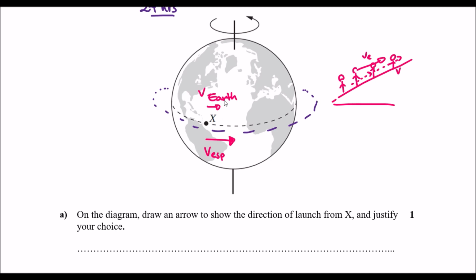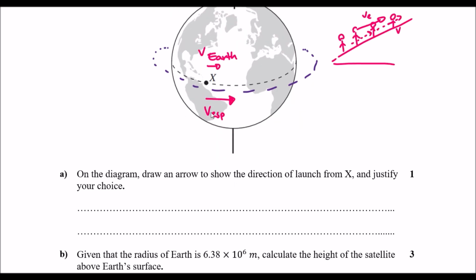By launching in the same direction as the Earth rotates, we get an additional speed, and that makes it more fuel efficient. It also means we travel faster and escape the Earth's gravity a lot faster without the necessity of additional fuel. So that is the reason why we want to launch it in the same direction.